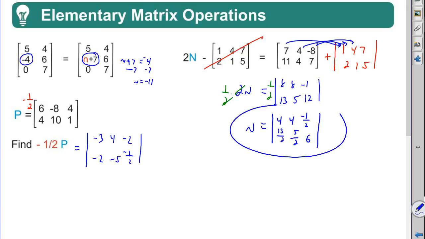And there you go. Solve the matrix equation. Pretty simplistic, elementary matrix operations.